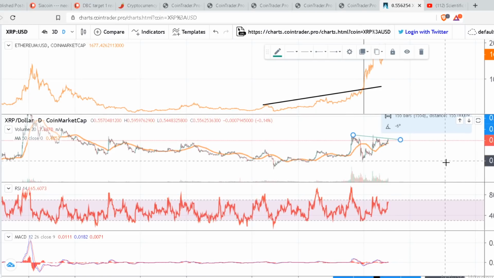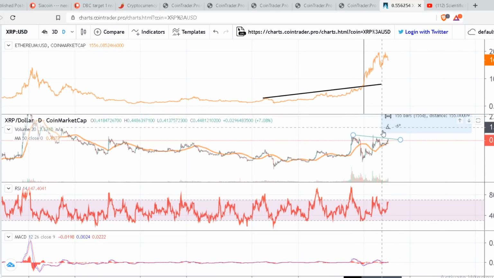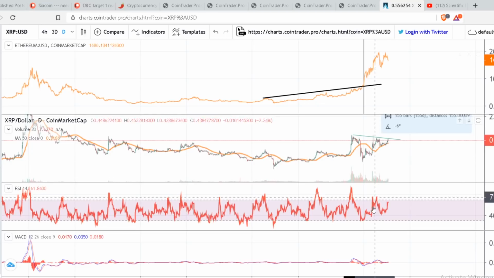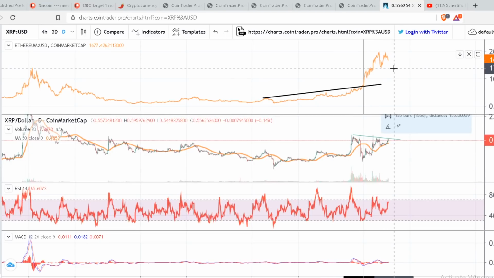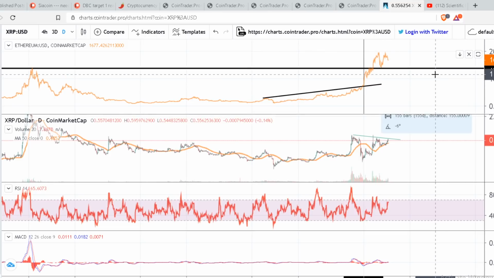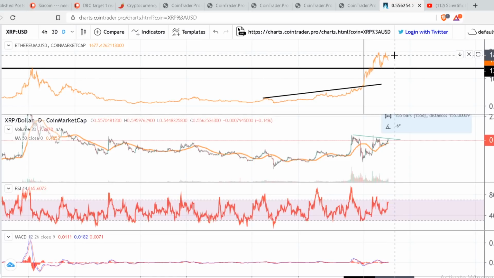Now look at the Ether at the same time. Here at the end it's making a double top. Now that has to be really kept inside your mind, because if Ether is going to correct to the downside, the general market would actually think it's going to go down. So the support level would be around 1400, which we visited recently.